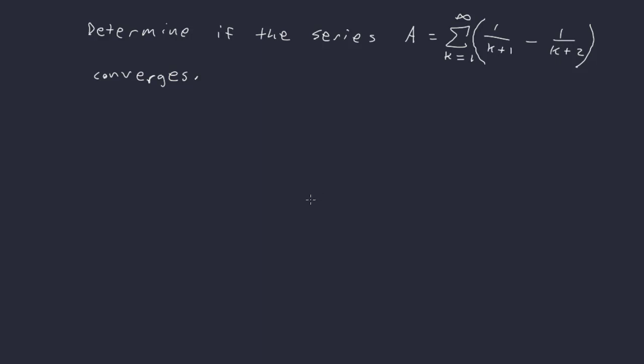All right, so to start with, I want to just verify that these terms go to 0, right? 1 over k plus 1 minus 1 over k plus 2, these both do go to 0, right? This goes to 0, this goes to 0 as k goes to infinity. Sorry, that should be plus 2. So this whole thing goes to 0. So it's possible that this series converges. This does not mean it converges. It just tells us it's possible. So it's possible that it converges.